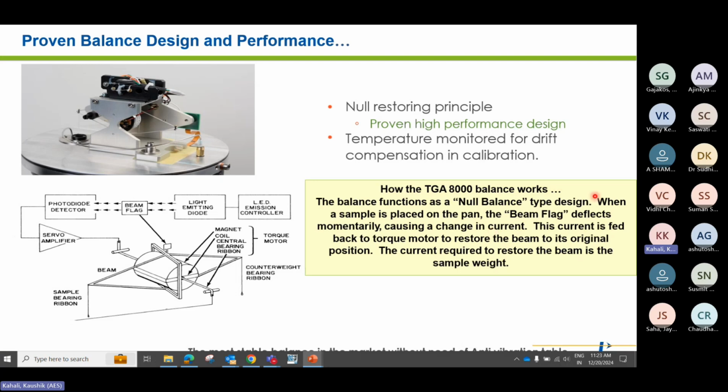So how does the TGA balance work? This is basically a null balance. When a sample is placed on the pan, the beam flag deflects momentarily, causing a change in the current. The current is fed back to the torque motor to restore the beam to its original position. And the current required to restore this beam is the sample weight. So this is a direct measurement. There is no chance of error, and hardly any chance of getting an erroneous value from this type of design.